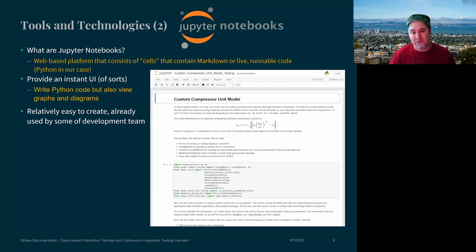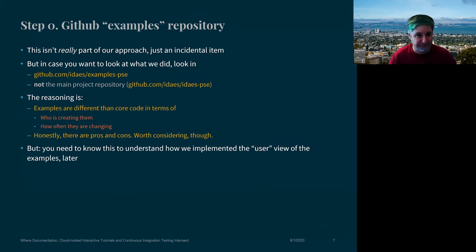And what we really want to do is we are putting all the examples of how to use our framework into these Jupyter Notebooks. So step 0 of what we're doing, I have to explain. We start with the fact that we actually have all these examples in a separate GitHub repository, which is not really a very important part of our approach, but it's an incidental thing that's good to know.